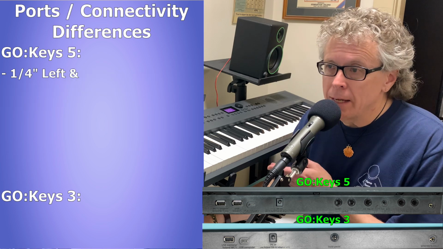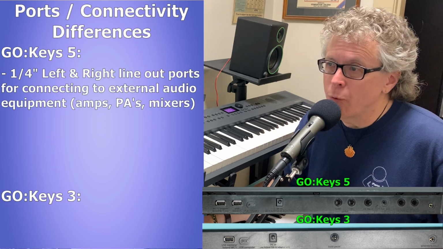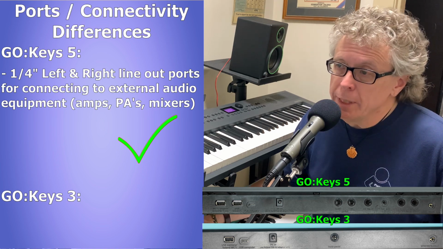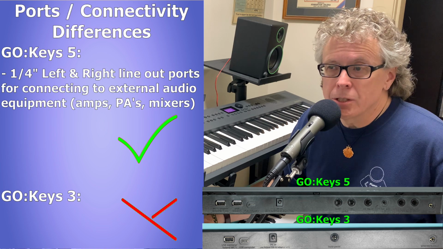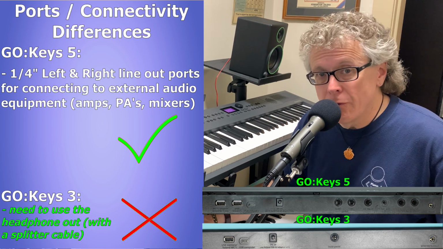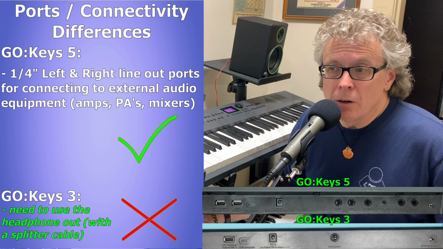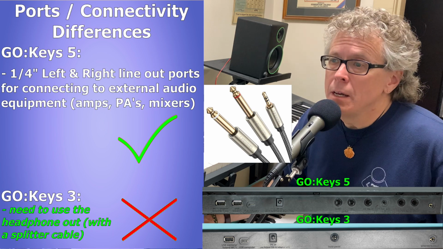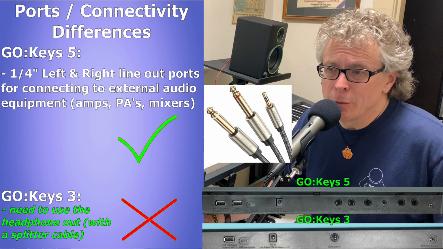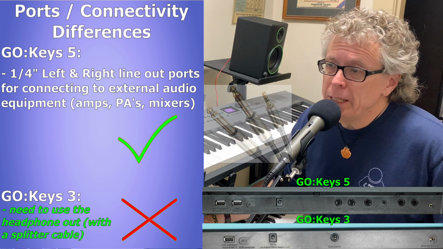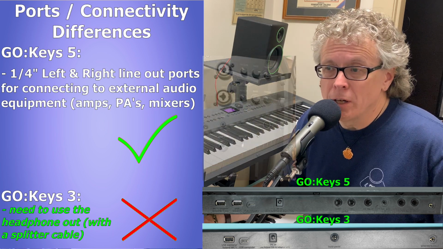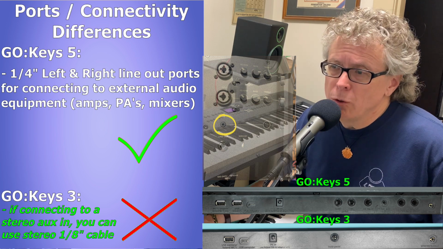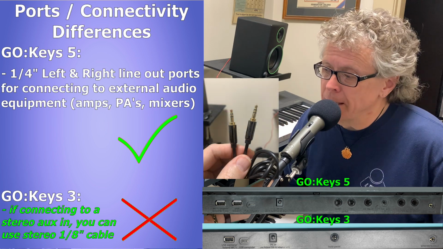The GO Keys 5 has 1/4 inch left and right line out ports for connecting to external audio equipment like amps, PAs, and mixers. The GO Keys 3 does not. So for connecting to external audio equipment, you need to use the headphone port instead, most likely with a stereo splitter cable to split your headphone into left and right mono signals, which also means you really should have 2 ports available on whatever you're connecting to. If by chance you are connecting to something that has a stereo auxiliary input, some amps and PA speakers do have those, then you could use a stereo mini cable instead.